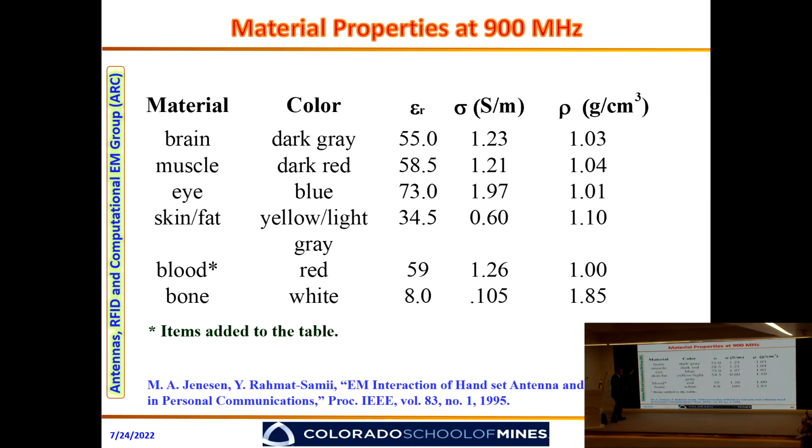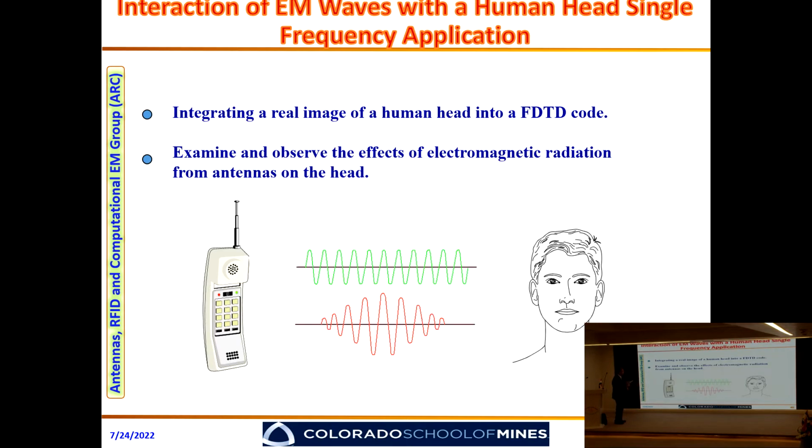The material properties, the material type, permittivity, conductivity, and density are described here. At that time, this was described at one frequency, I think 900 megahertz. So basically, you can see the image of the phone that we were using at that time. We are not having phones with that image right now.